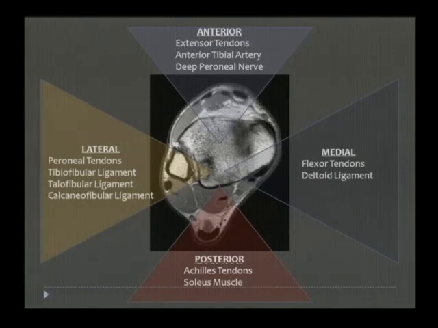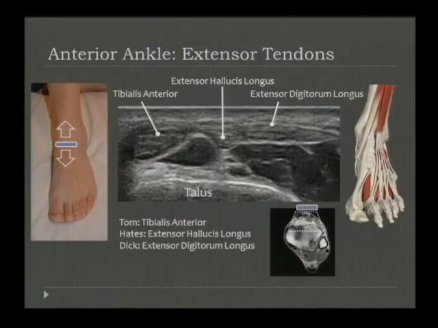Medially, we'll key in on the three flexor tendons, as well as the major coronal stabilizer, the deltoid ligament, as well as the tibial nerve. Posteriorly, our major focus will be the Achilles tendon, and laterally, we'll focus in on the lateral collateral ligament complex, which is the major coronal stabilizer on the lateral aspect of the ankle, as well as evaluate the peroneal tendons.